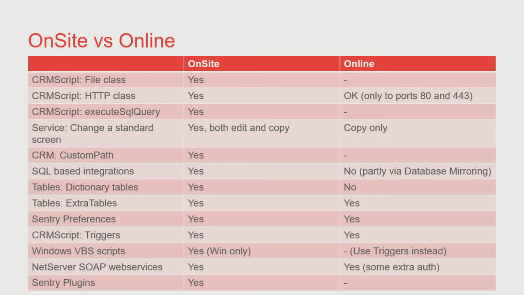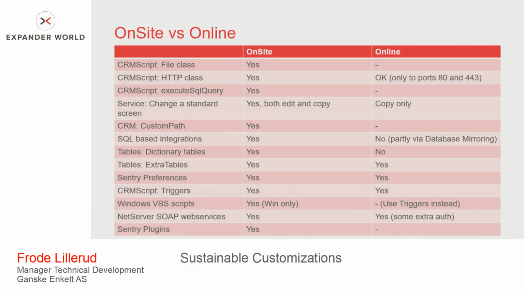But that's the difference between an on-site and online, is that in online you can only do one of those. Custom path, that's the web customizations. That doesn't work in online. SQL-based, extra tables and dictionary tables: you can't do dictionary, but you can do extra tables. And then there's stuff that has to do with sentry preferences. You can do these in both places. But it's related also to the sentry plugins, which you can only do in one place. And since we can't do this in online, people fall back to this.